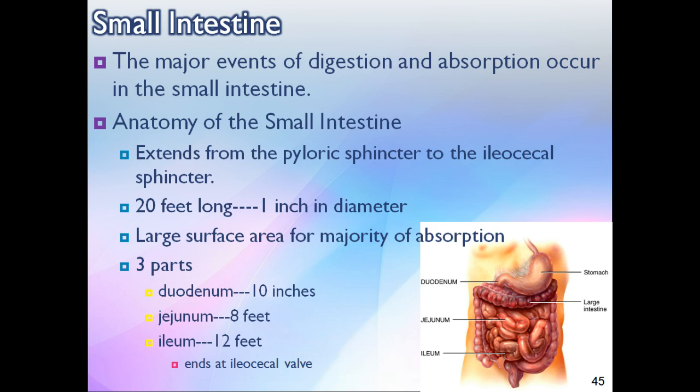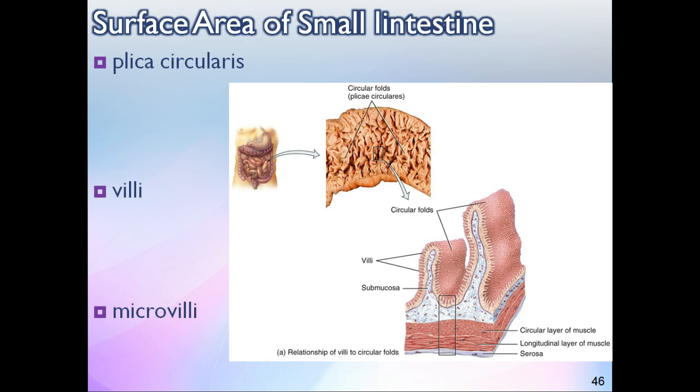It has a very, very large surface area, as we'll see here shortly, and it's broken in general into 3 regions. The duodenum is the first 10 inches approximately. The jejunum follows for about 8 feet, and the final ileum being about 12 feet. It ends when it joins with the large intestine at the colon, or at the cecum, with the junction occurring at the ileocecal valve.